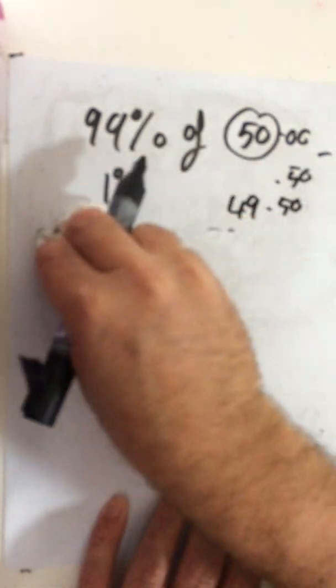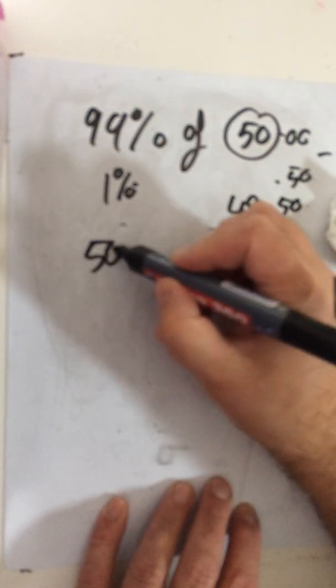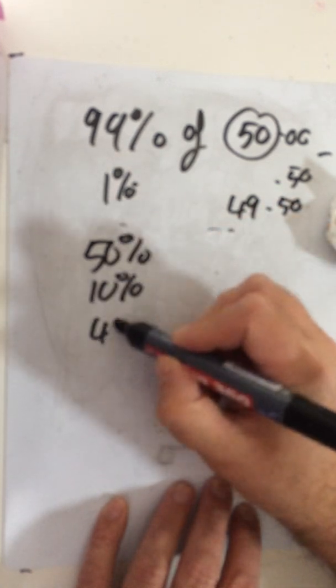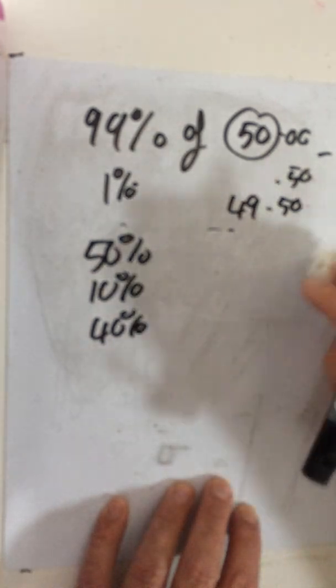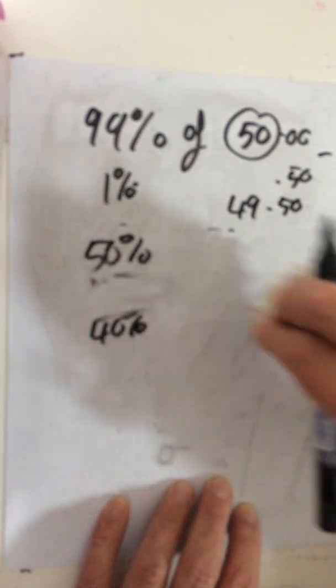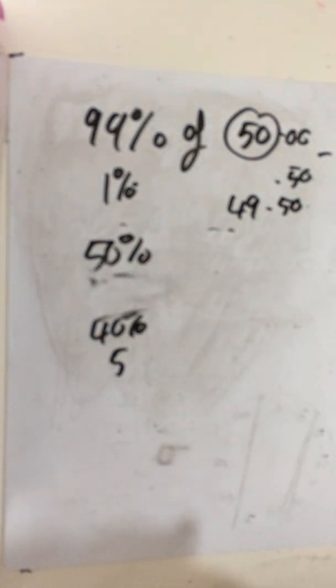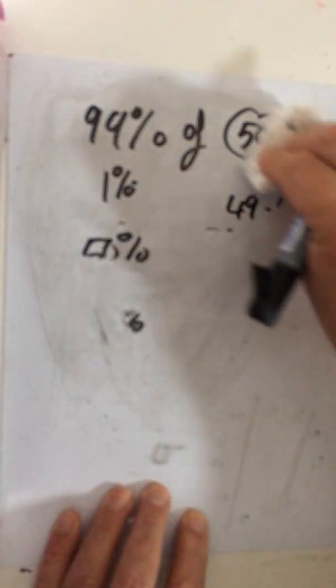The long way of doing that one would be maybe to find 50%, then I could find 10%, then I would find 40% from there. I wouldn't need that 10% there. Then I might find 5% and then 1%. Try and find shortcuts. Try and be smart about how you do it.